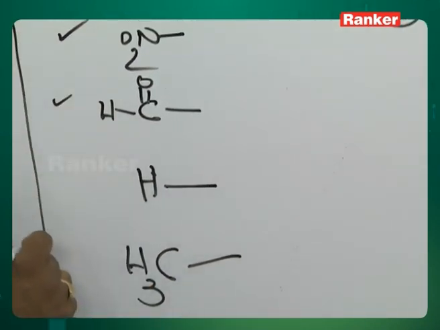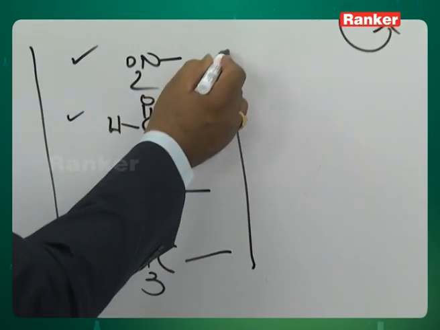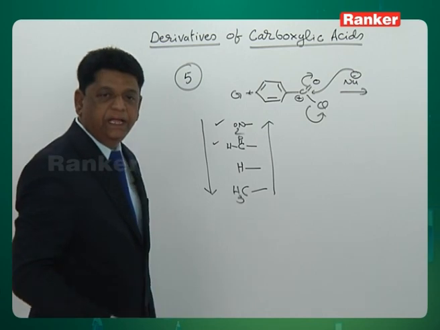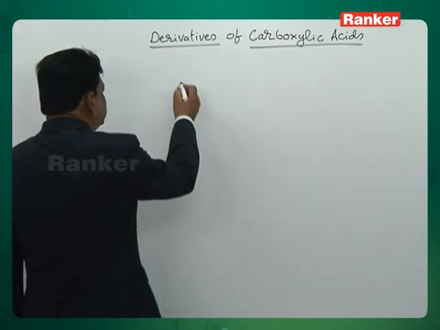So this is the decreasing order of reactivity, and this is the increasing order of reactivity. First the nitro group, that is option 2, is number 1, then comes 4, then comes 3, then comes 1. That is, option B is the right answer. Answer B is the right answer. So let's go to question number 6.